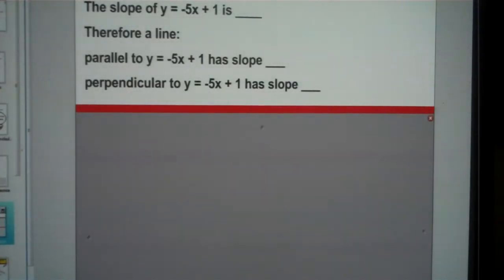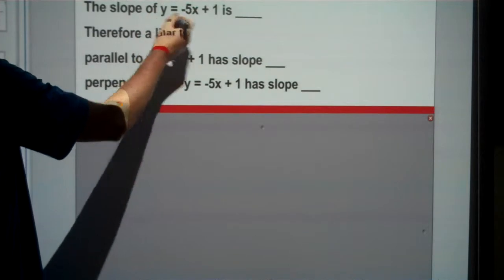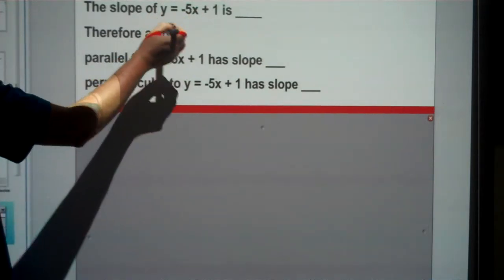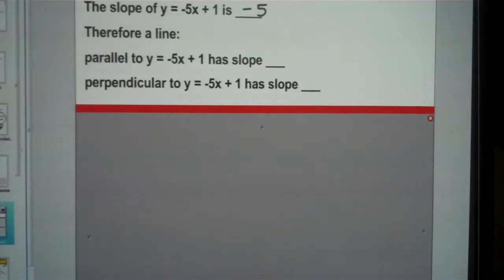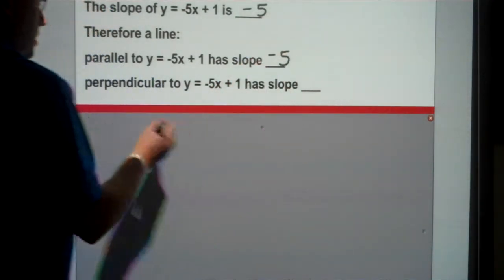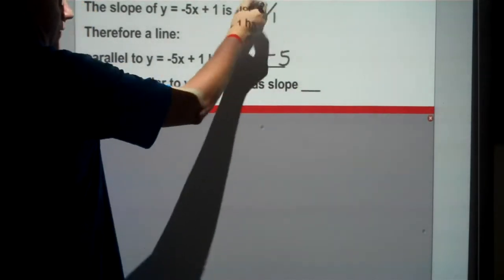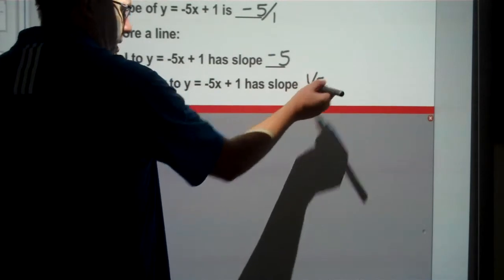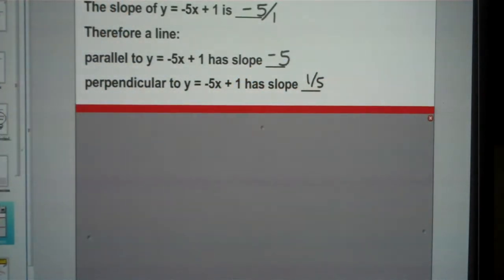If I give you the equation of a line, like we had last time, to find the slope of a line, we're just looking for how many x's it is, as long as it's in slope-intercept form, i.e. y equals. So the slope for this is -5. If I find the line parallel to that, it has the same slope. If I want the perpendicular one, this is where I do the switch. I flip the fraction, 1/5, and I change the sign. So -5 becomes positive 1/5.